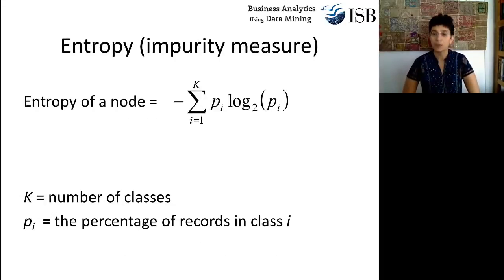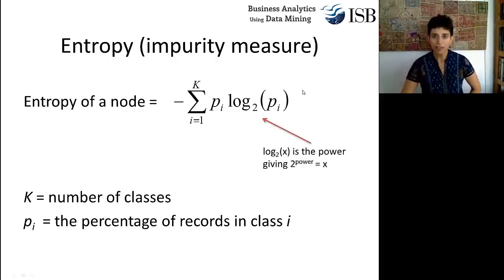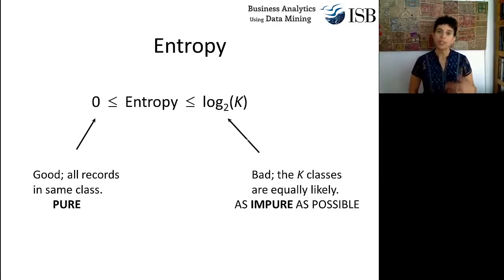So to give you a feel for what the entropy measure is: the entropy of a node, or a collection of records, is simply defined by this equation. K is the number of classes, so in the beer example it's 2, and Pi is the proportion of records in class i. So all we need to know is for that group of records, what percentage belongs to each class. Now notice that we have a logarithm base 2 here, which, to remind you, means we're looking for the power so that 2 to that power is equal to the number.